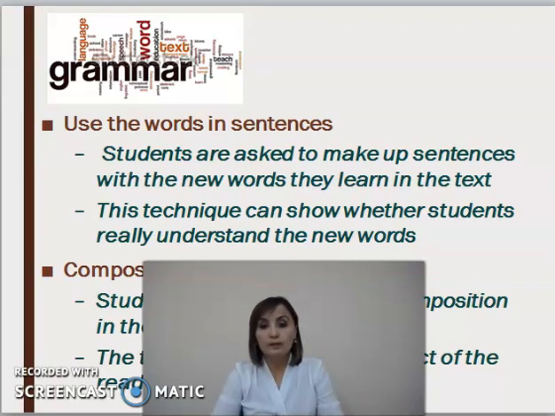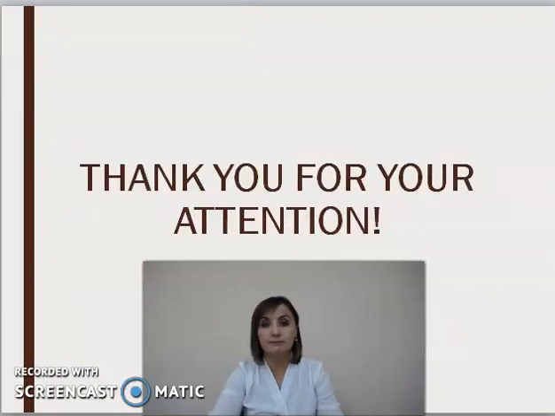So what about the technique? This technique can show whether students really understand the new word or not. Composition. Students are asked to write a composition in the target language. The topic is based on some aspect of the reading passage.